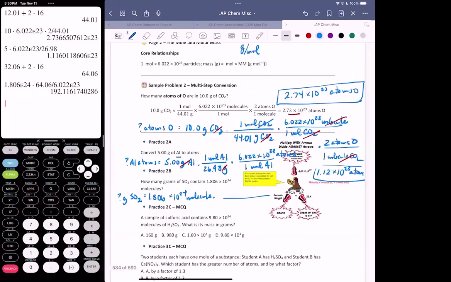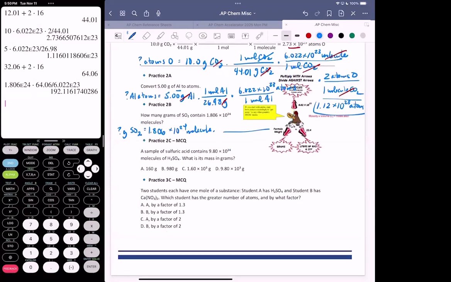Okay, practice 2C is multiple choice. A sample of sulfuric acid contains 9.80 times 10 to the 24 molecules of sulfuric acid. What is its mass in grams? So again, we're going from molecules to grams, just like in the previous problem. Type in the letter corresponding to the best answer.